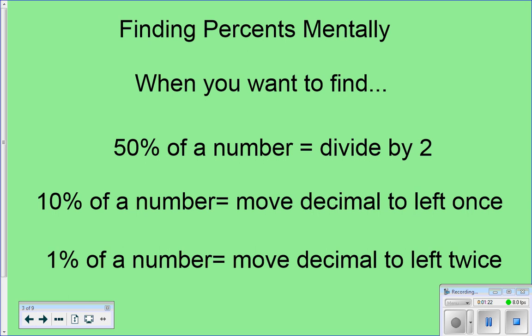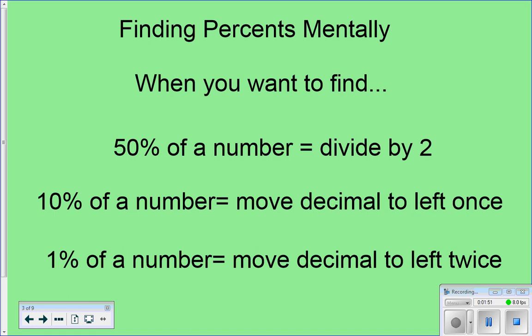So for 50% of a number, you're going to move the decimal, or divide by 2. That should be the easiest thing to remember. If you're going to find half of a number, divide by 2. 10% of a number, though, is the one you're going to want to remember, because if you can find 10% of a number, you can literally find any other percent of a number. If you know how to find 10%, you can find 30, you can find 60, you can find 70, you can find 90. If you can find 10%, you can find anything else.